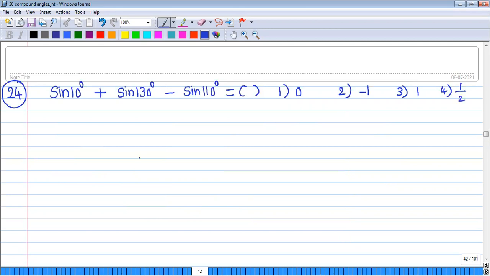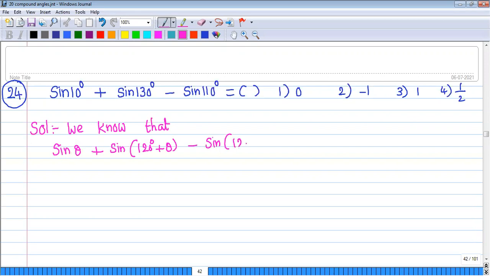Obviously 0, but you should write the formula. Answer is 0. Sine theta plus sine of 120 degrees plus theta minus sine of 120 degrees minus theta equals to 0.